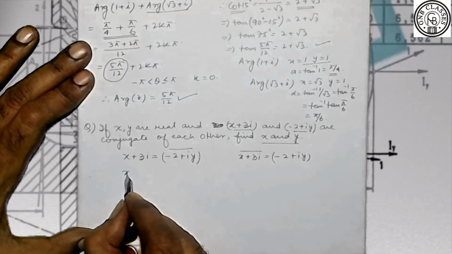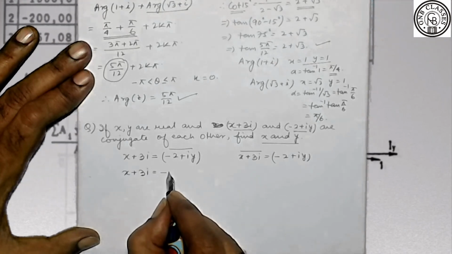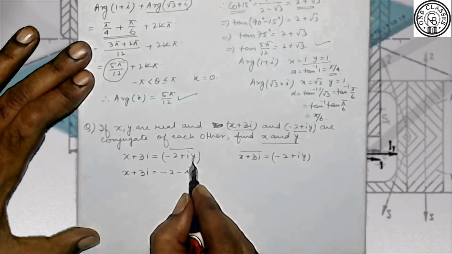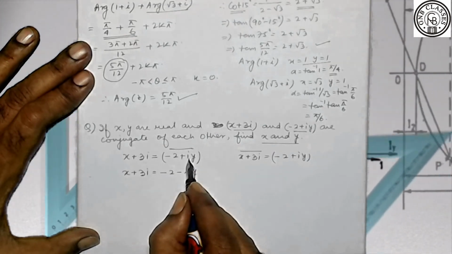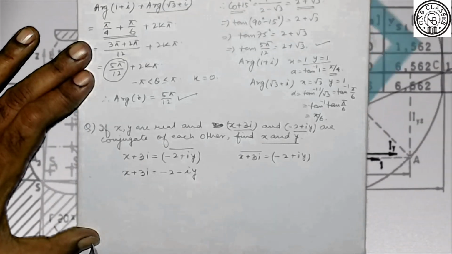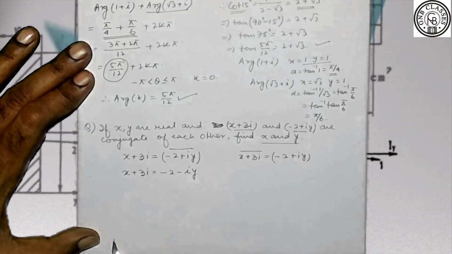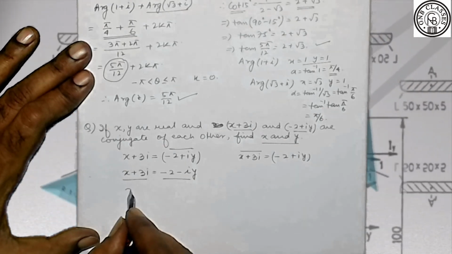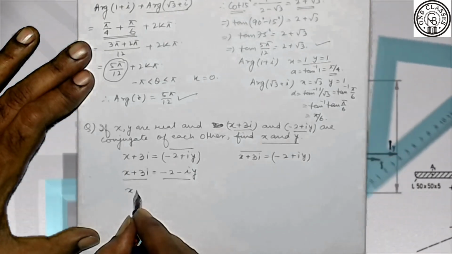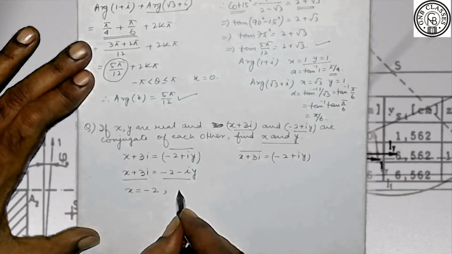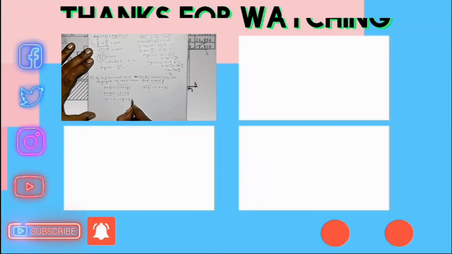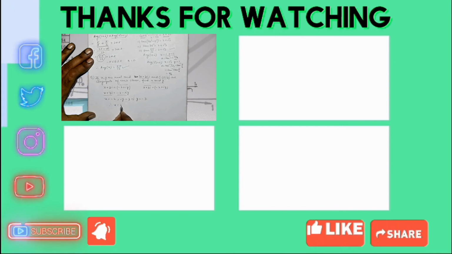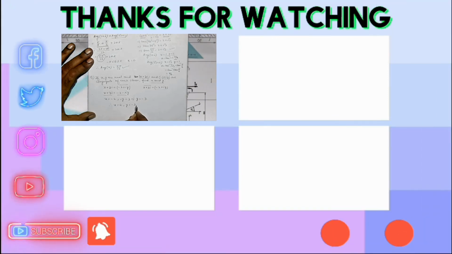So from here we can write x plus 3 iota is minus 2 minus iota y, because conjugate of any complex number is simply replace the sign of iota, we will get its conjugate. If it is plus, write down minus. If it is minus, write down plus. Therefore, because here two complex numbers are equal, we can compare the real and imaginary parts. So x will be minus 2 and minus y will be 3, which implies y equals minus 3. Therefore, the required value of x is minus 2 and y is minus 3.